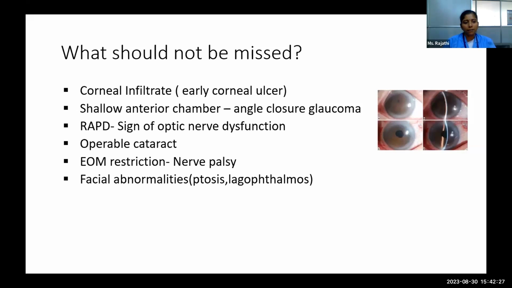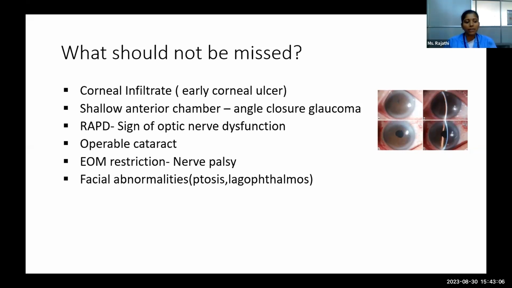What should not be missed when doing anterior segment examinations? Any corneal infiltrate, we do not miss these things, because a small corneal infiltrate, if not treated properly, leads to corneal ulcer, which leads to irreversible vision loss. And also we have to check for a shallow anterior chamber. Anterior chamber depth is normal or shallow, we have to check clearly. This picture shows the shallow anterior chamber, the first one. The lower one is normal depth. If we are not checking the shallow AC, it leads to angle closure glaucoma.